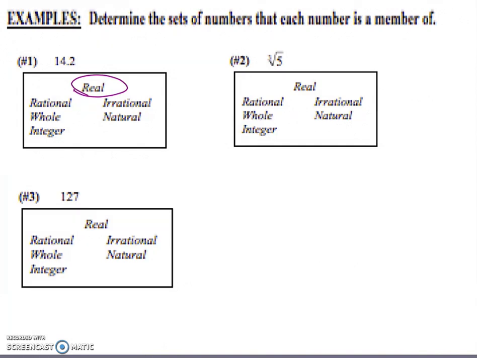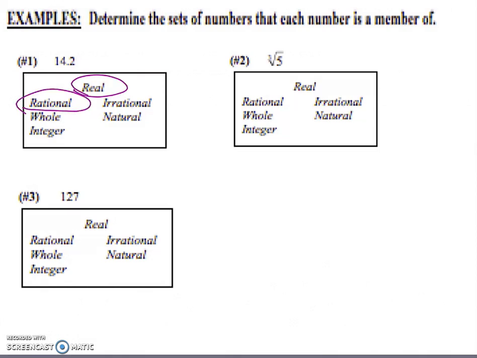But it has to be either rational or irrational. And here's another important thing to note. A number can't be both rational and irrational. It's one or the other. So the question is, it's in decimal form, 14.2. Does that decimal end or repeat? Why, yes, it does. So that makes it a rational number.